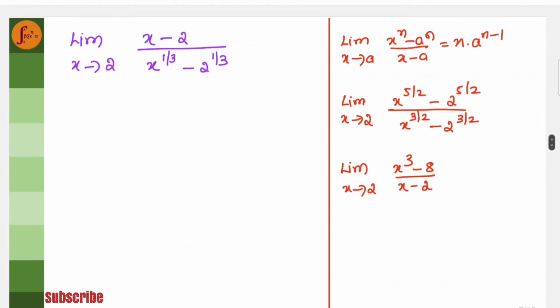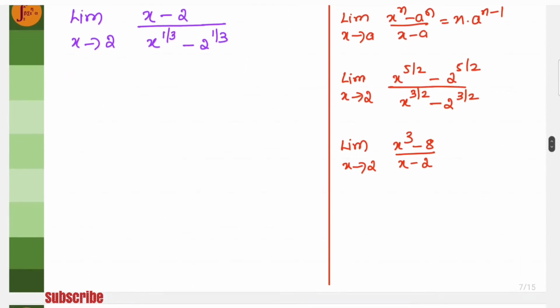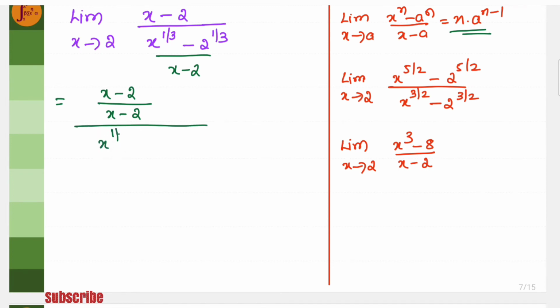What we can do is, we need x minus 2 in the denominator, right? We need this. Then this is going to be similar to this form and we can apply this theorem. But if we divide the denominator by this, we'll also have to divide the numerator to balance the expression. So we will divide numerator and denominator by x minus 2. So this is going to get cancelled and we are going to get 1 by, now this is of this form.